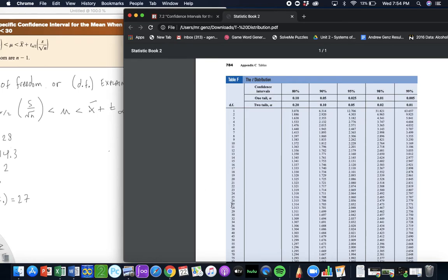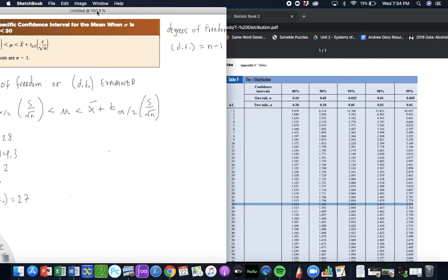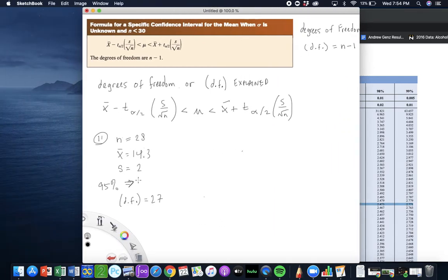I'm going to go across here the best I can. 27, and let's see. I need the 95% confidence interval. So that is 2.052. 2.052. All right. Now, similarly to what you just did in 7.1 is what you're going to do here. You're just using some different numbers.